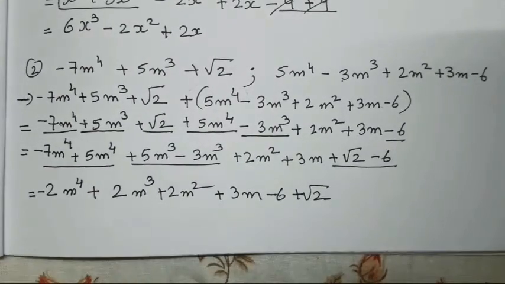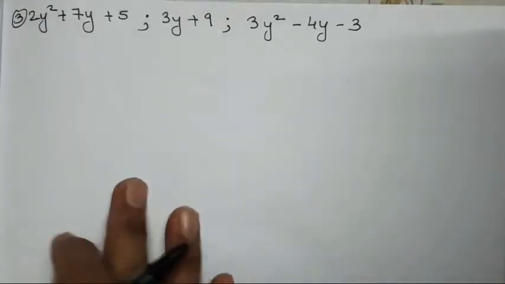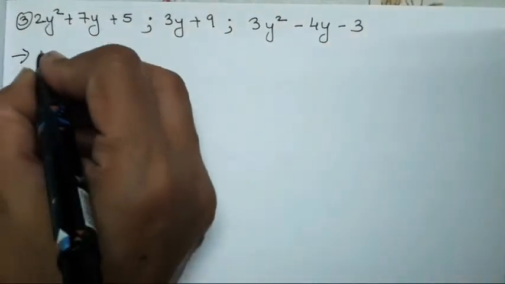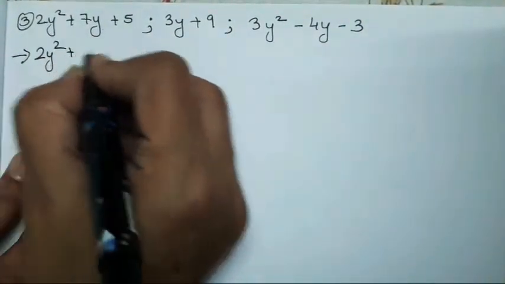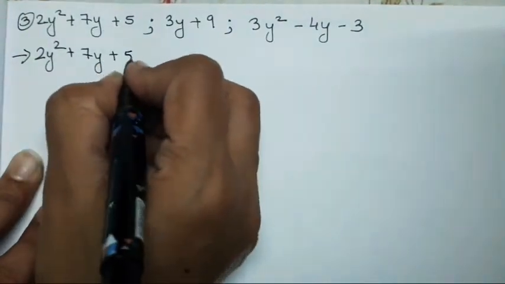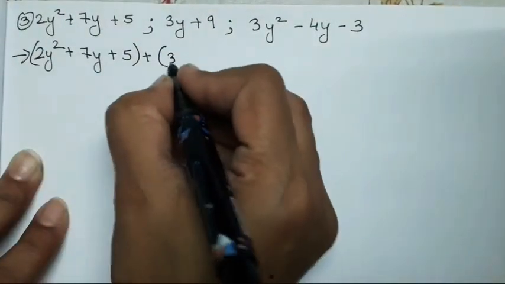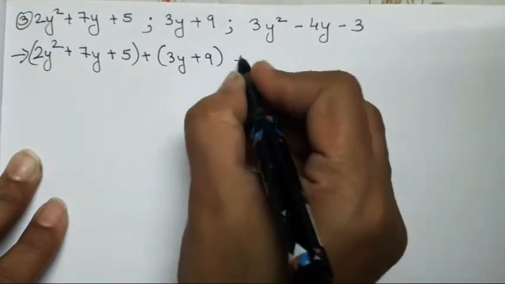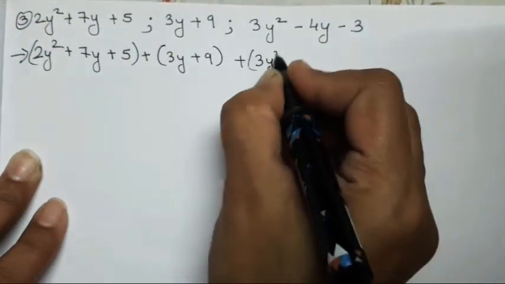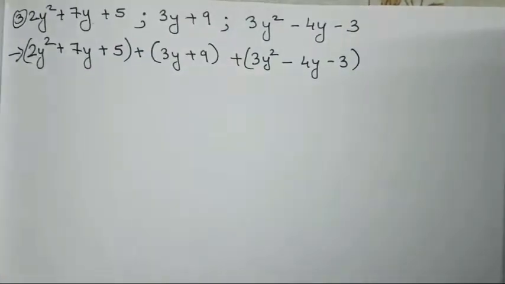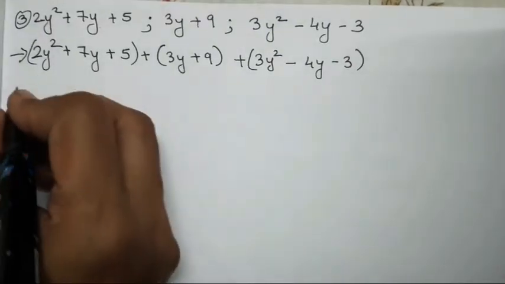So this is your answer. Now in this third question there are 3 polynomials given. So we have to write it in the same sequence that they have given along with a plus sign and a bracket. So 3y plus 9 plus 3y square minus 4y minus 3 bracket. Okay, so what I have done is adding the bracket. Now we will remove the bracket.